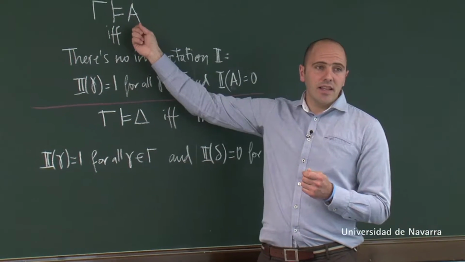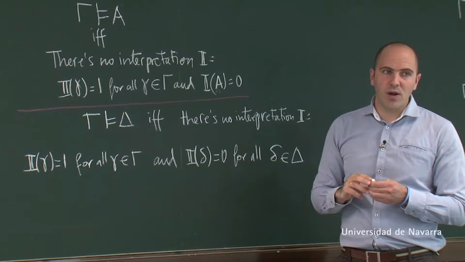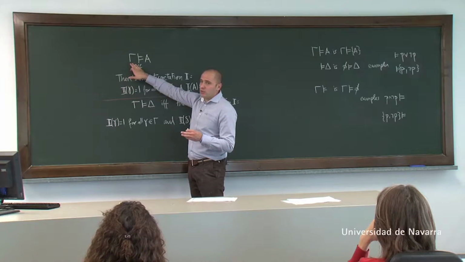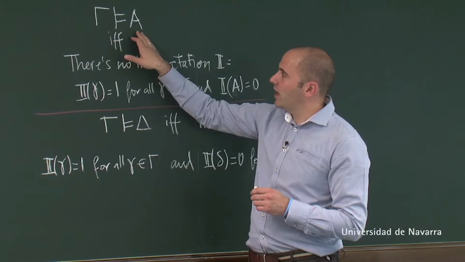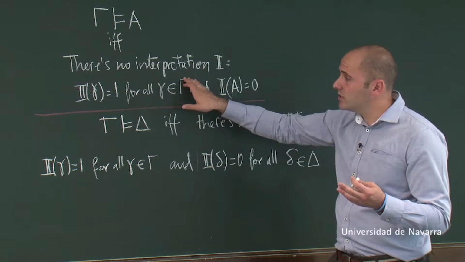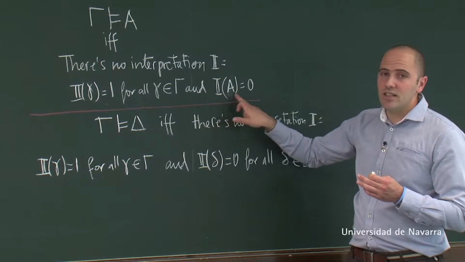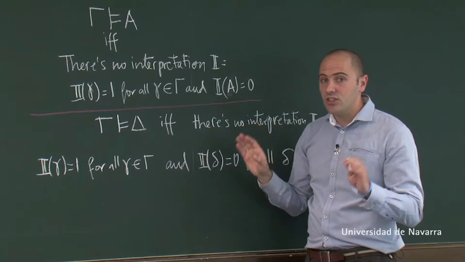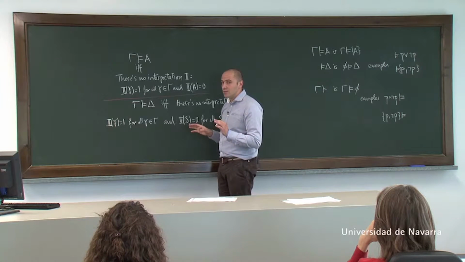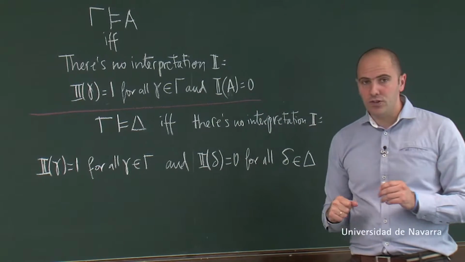We can say that a conclusion A is a logical consequence of a set of premises gamma, where gamma is supposed to be a set of sentences, just in case there is no interpretation where all the premises take value 1 and A takes value 0. So there is no interpretation where all the gammas take value 1 and A takes value 0. This meshes with our previous ideas.